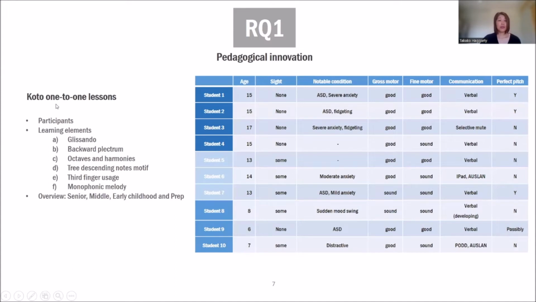I conducted koto one-to-one lessons with 10 students, student 1 to 10. I decided on 6 elements, particularly working with Kuchishoga. Students 1 to 4 came from the senior school, aged between 15 and 17. They all had no sight. Notable conditions: students 1 and 3 had severe anxiety. They all had okay gross motor skills. However, some of the students had involuntary movement, depending on the student.